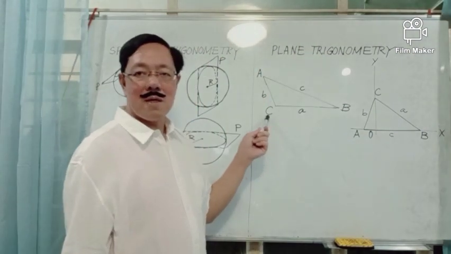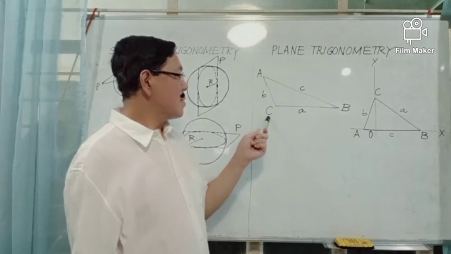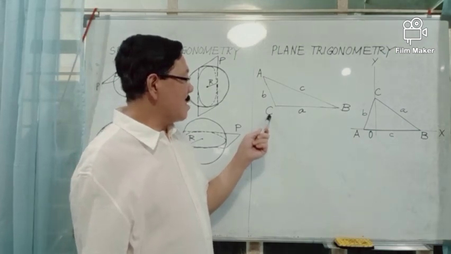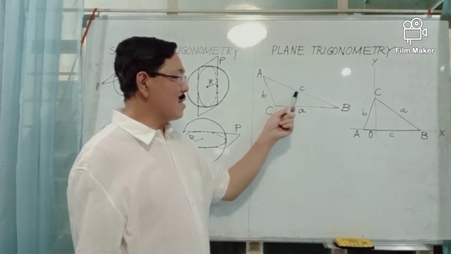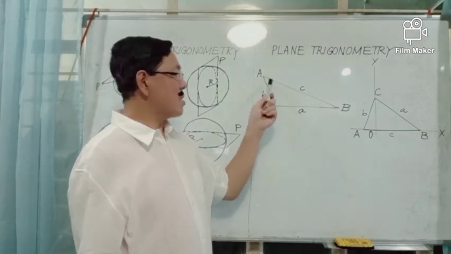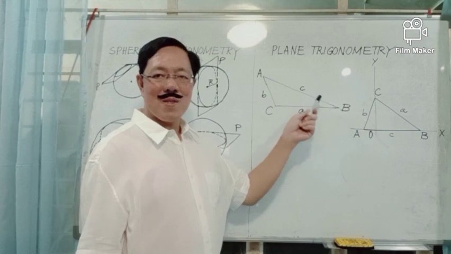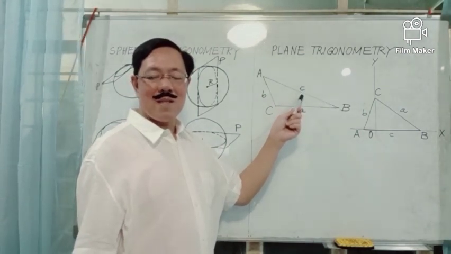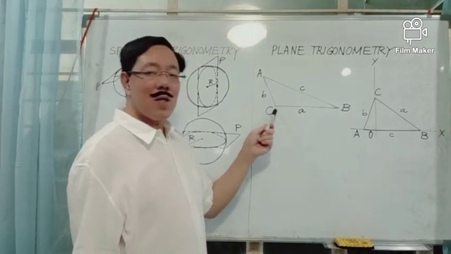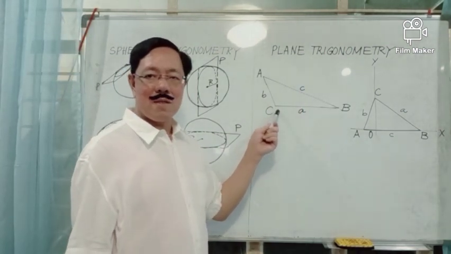And here the angle C is the angle at this vertex, and its opposite side is the line segment through the vertices A and B, whose length is small c. Or we simply say small c is the side opposite angle C.